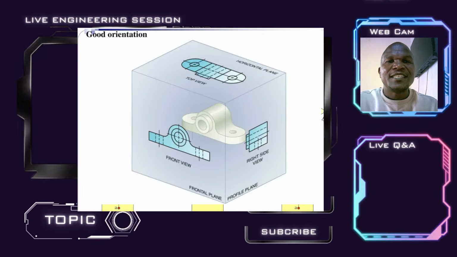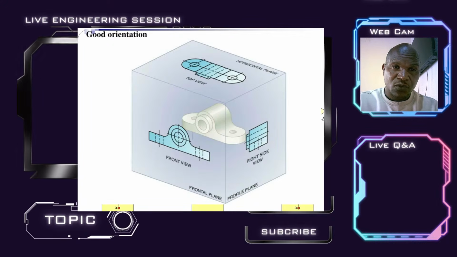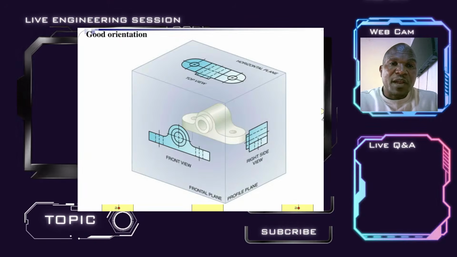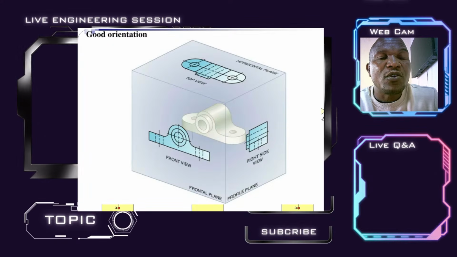Suppose I have taken the right side view as a front view, in this case. Okay, what would you be able to see? There are quite a number of things. You will only be able to see one side in front of you.